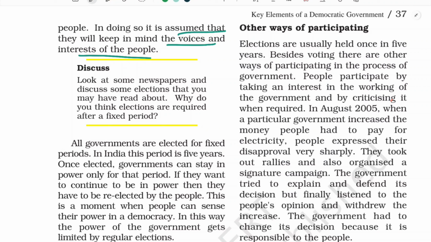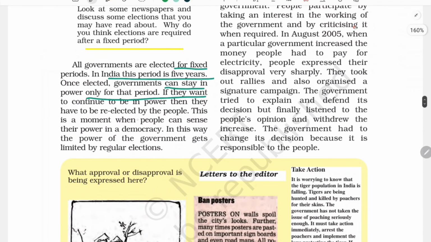So all governments are elected for a fixed period. In India, this period is 5 years. Once elected, a government can stay in power only for that period. When they want to continue to be in power, they have to be re-elected by the people. This is a moment when people can share the power in a democracy. In this way, the power of government gets limited by regular elections.